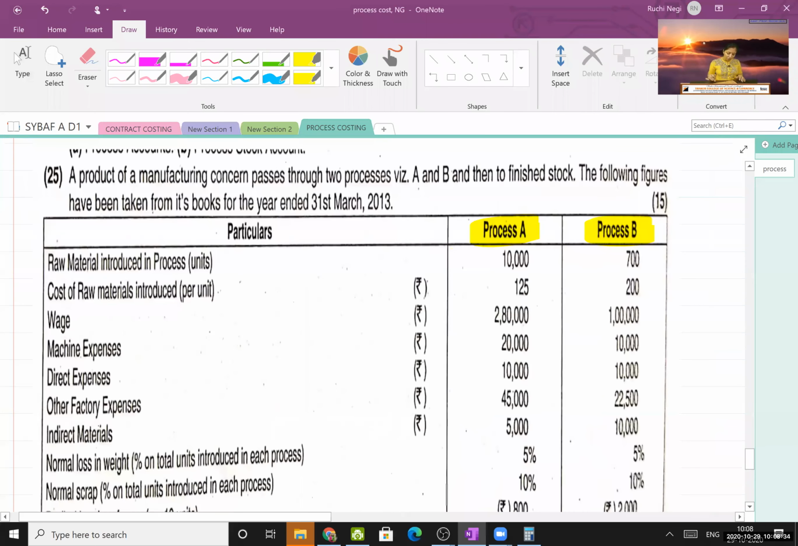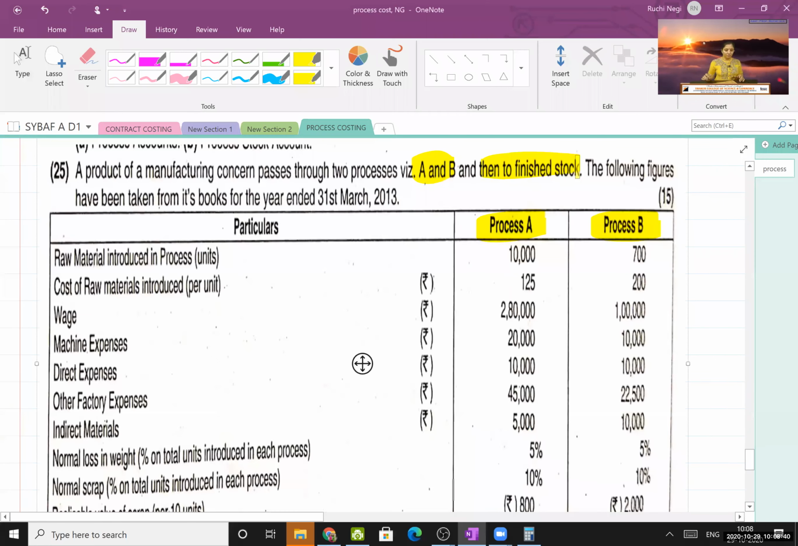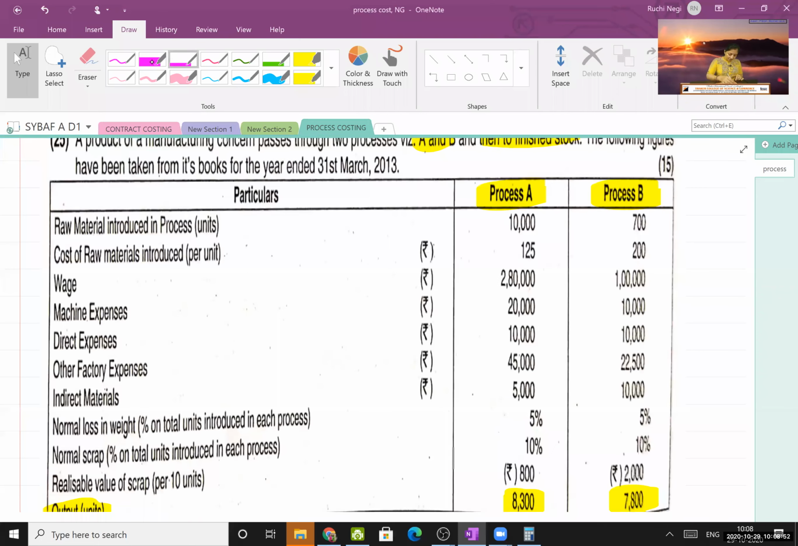So look at this question. A product of a manufacturing concern passes through two processes A and B and then to finished stock. So as I explained earlier, B का जो output है that will be transferred where, to finished goods stock होगा. ठीक है? Fine. Process is given. Raw material introduced in the first process. And see, raw material is introduced in the second process also. I'll tell you what to do with this.